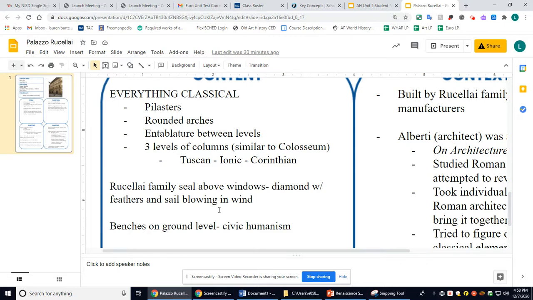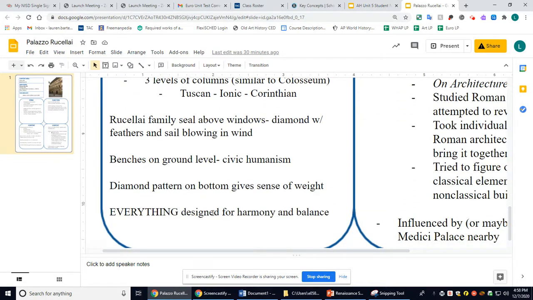It's this idea that the humanists believe in education and intellectualism and all these things, but they think that you should use those things for the betterment of your society. So become really educated, but then give back to your community. And so that's a nod to civic humanism by including those benches. The diamond pattern on the bottom gives everything a sense of weight, and everything is designed for harmony and balance.